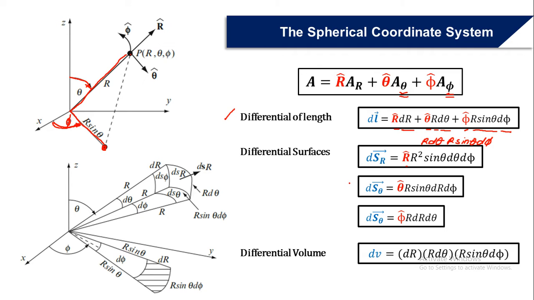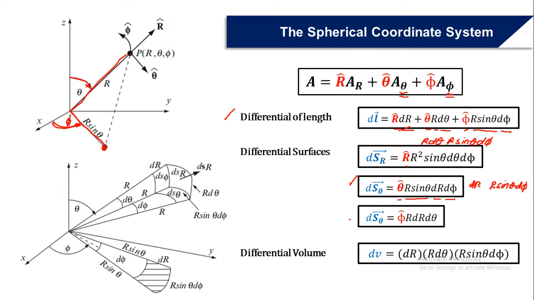Then sa next naman, differential surface in the direction of the theta is equal to theta hat r sine theta dr d. So ito naman, pinagsama naman na dr, okay, ito yan. Tapos yung isa naman is yung r sine theta d phi. Okay. So, yan.